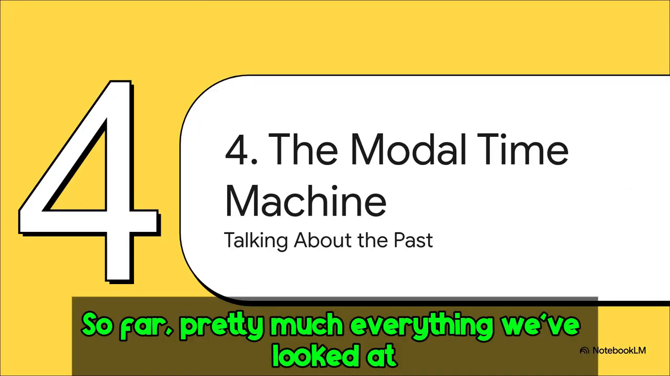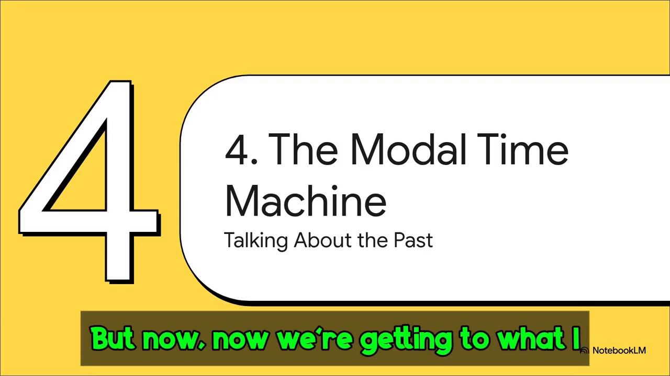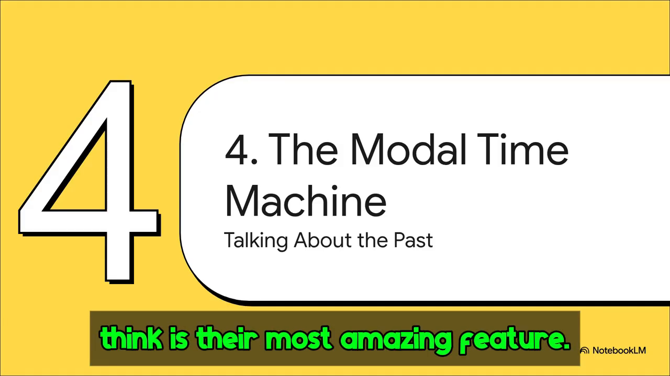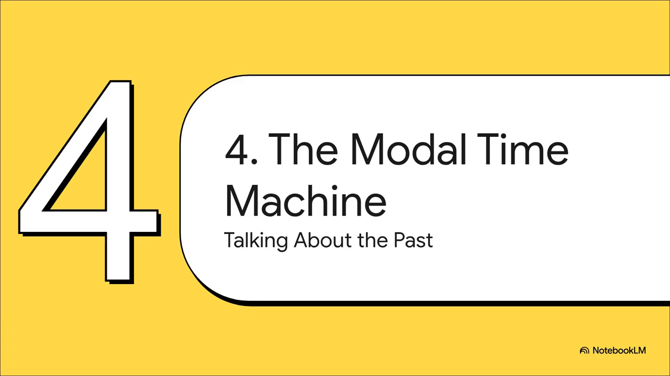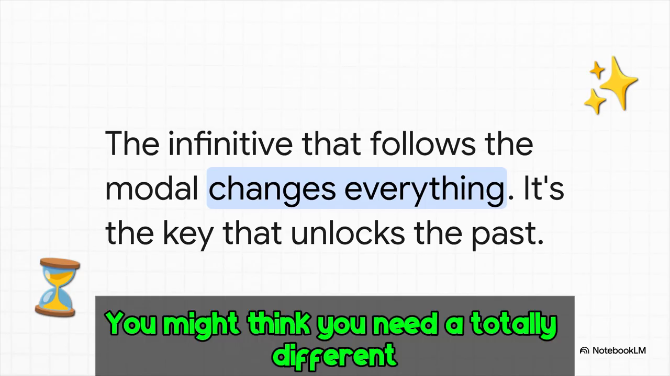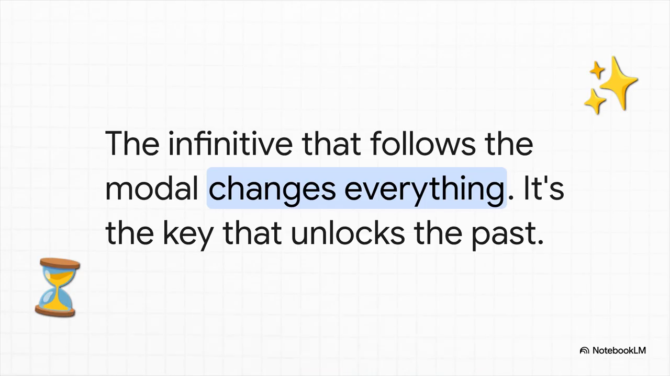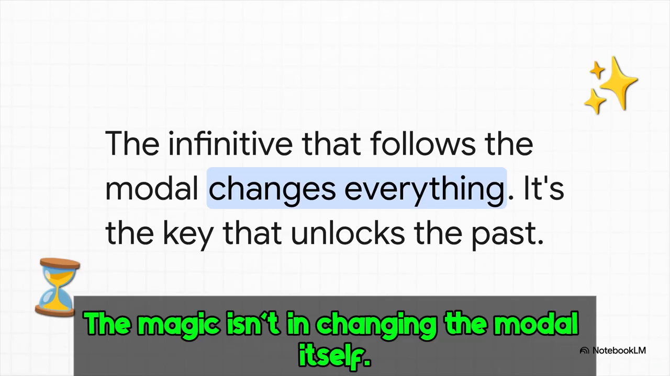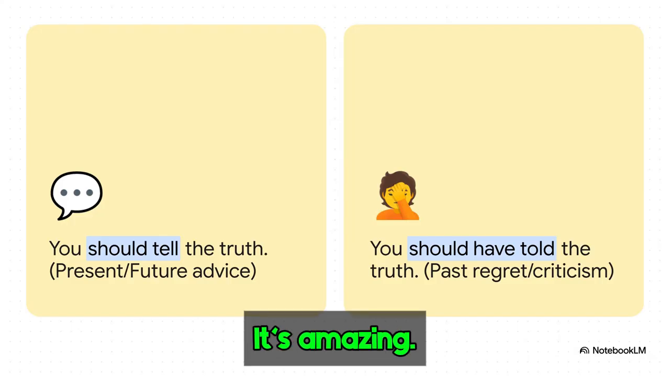So far, pretty much everything we've looked at has been about the present or the future. But now we're getting to what I think is their most amazing feature. I like to call it the modal verb time machine. And this is where they show how incredibly flexible they are. You might think you need a totally different modal verb to talk about the past, but you don't. The magic isn't in changing the modal itself, it's in changing the verb that comes right after it. Look at this, it's amazing.